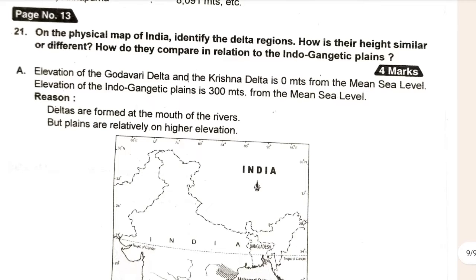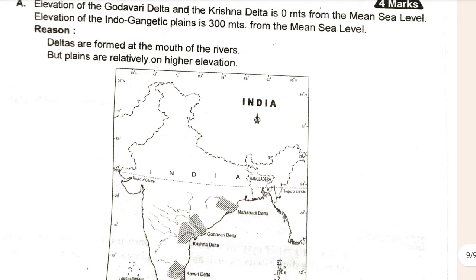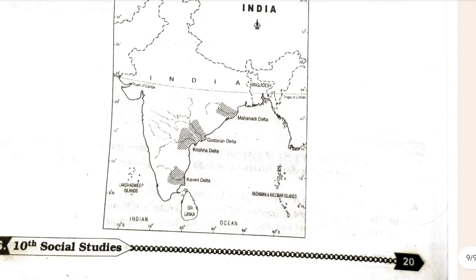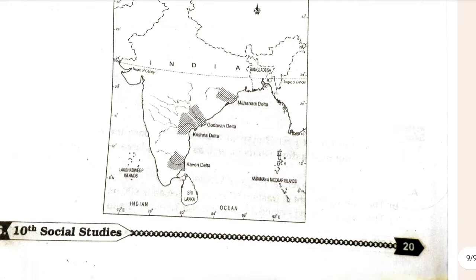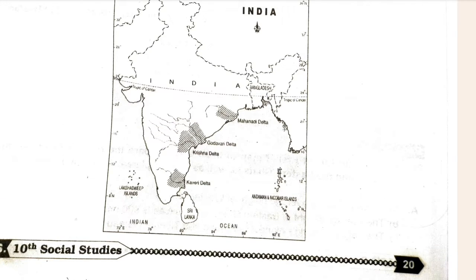Okay, and this is the page number 13 question. On the physical map of India, identify the delta division. How is it higher similarly? Okay, now. Social is very easy to gain marks. You have to remember that one, right? So actually, these are the important questions about your chapter. Does your textbook end here? Is it till here only?